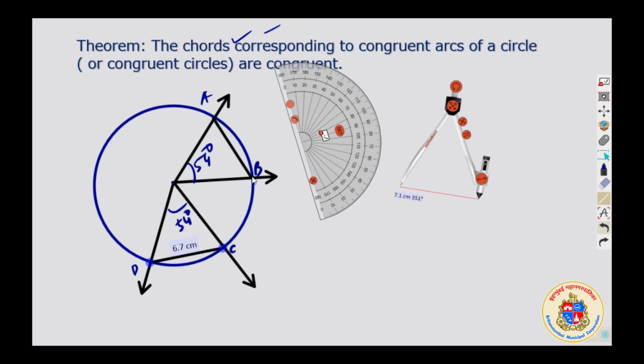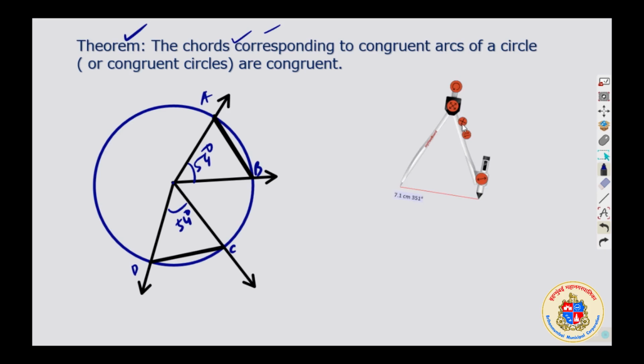This is 6.7 centimeters. I forgot to check the first one. Yes, it is also almost 6.5. This one, I am repeating, is 6.5. So these two chords are congruent. That is what the theorem says. Such a theorem is always right, but we need a little proof.